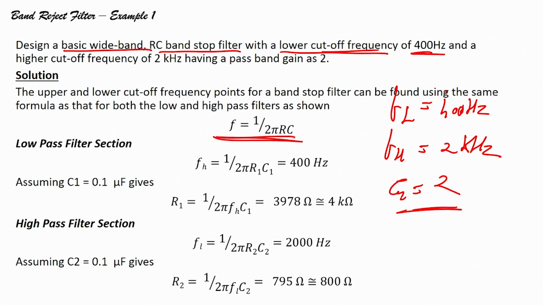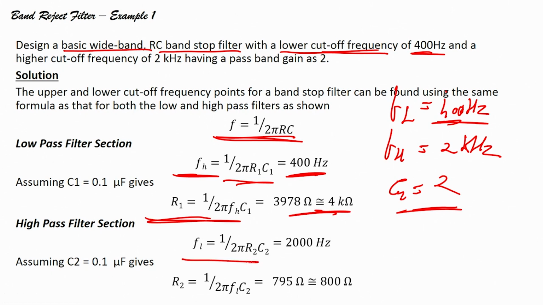Now, we know this formula. FH equals 1 upon 2 pi R1C1. So, we have 400 hertz already, so R1 will be nothing but 4 kilo ohms, very easy. In the same way, FL equals 1 by 2 pi R2C2. We already know the frequency is 2 kilohertz or 2000 hertz. So, R2 would be nothing but 800 ohms.